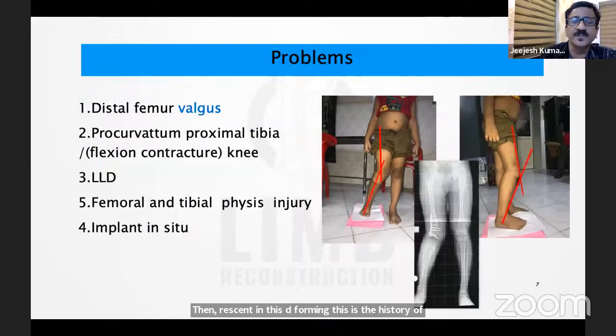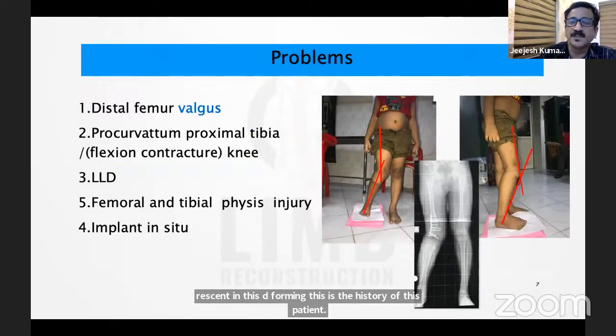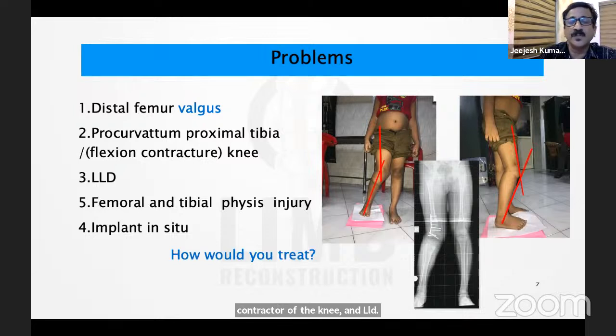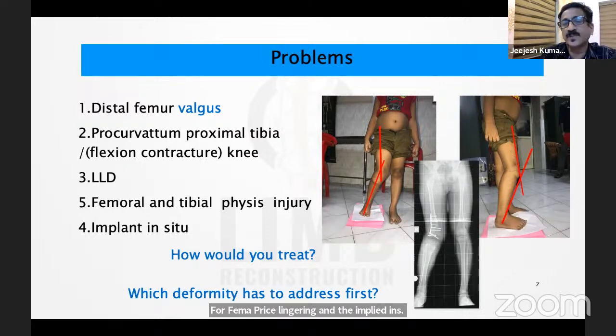Now, the problems of this patient are: distal femoral valgus, procurvatum or flexion contracture of the knee, and LLD, with femur and tibial physeal injury, and the implant in situ. These are his problems. So how do we treat this and how do we approach this? Which deformity do you have to correct first, the femoral deformity or the tibial deformity?